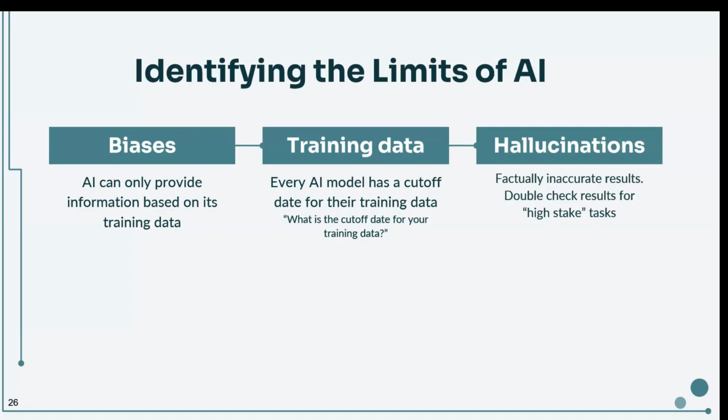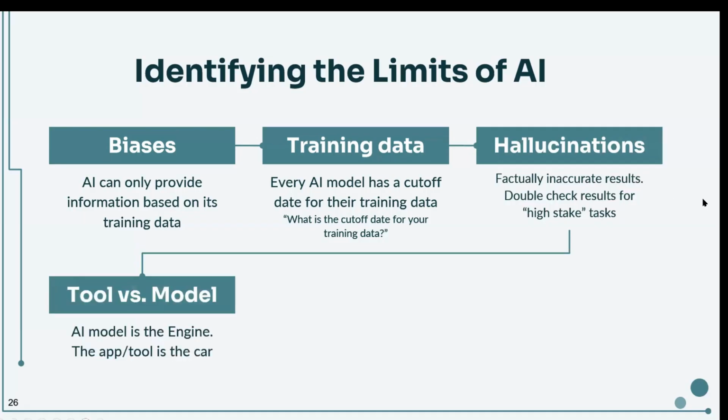So hallucinations are a big thing in AI right now. But understanding what causes them is a big part of safe AI usage and the limits. Understanding the tool versus the model, okay? The model is the engine that drives the tool.